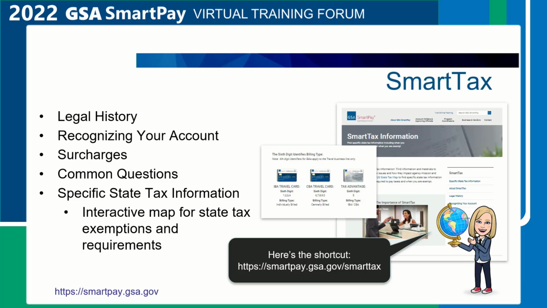This section also includes information on surcharges and other common tax questions, and a U.S. state tax map and specific state tax information. The shortcut to this page is smartpay.gsa.gov/smarttax.